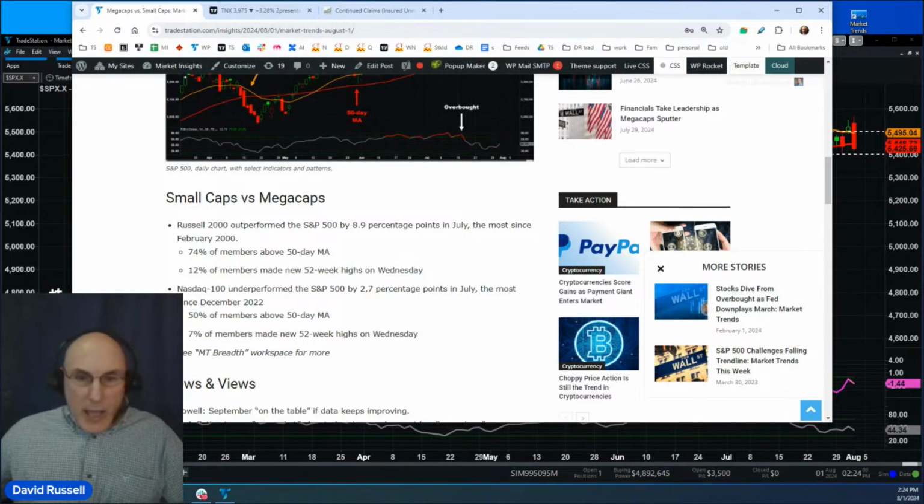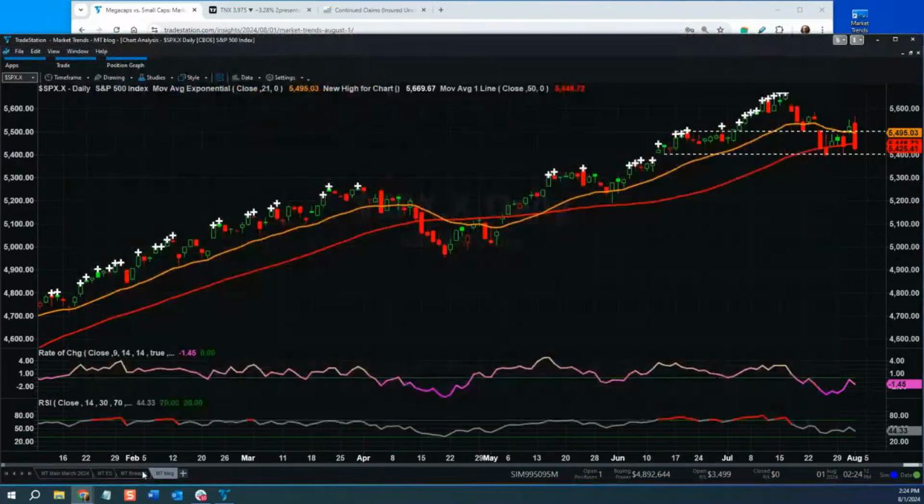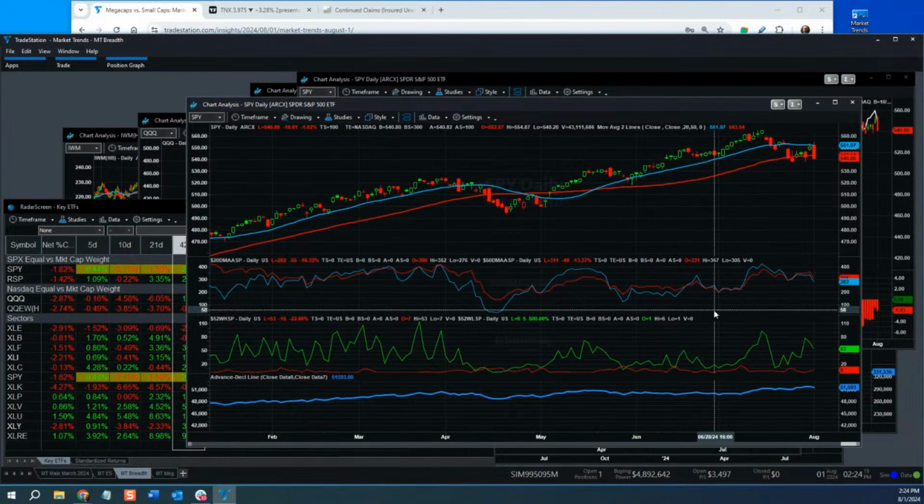If you look here at MT breadth, this is a workspace we have that gives you guys a lot of different internals of the different indexes here.